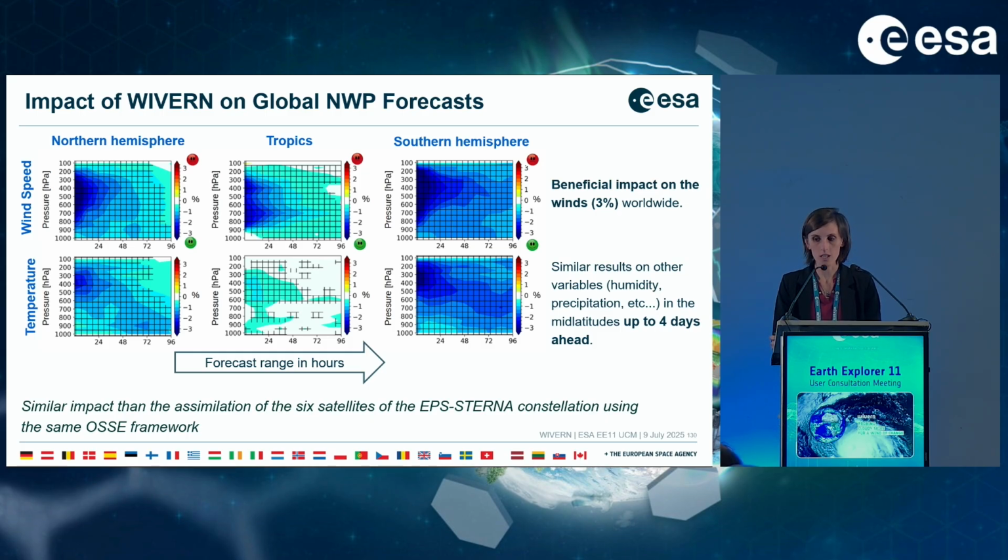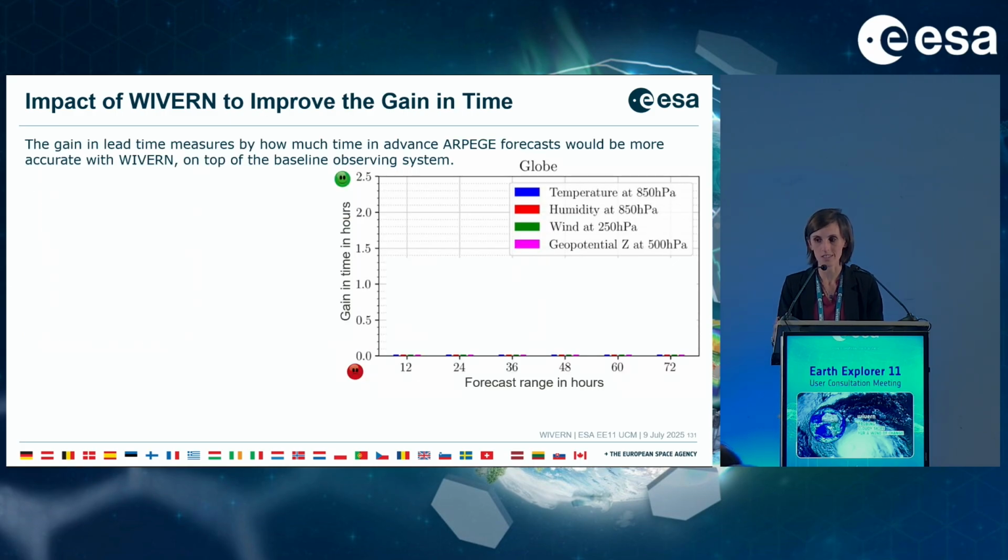Now, here I demonstrated that WIVERN could reduce forecast error. How does it translate, for instance, in gain in lead time? What is the gain in lead time? It's a measure of by how much in advance your forecast will become more accurate with WIVERN when it is assimilated on top of the baseline observing system. Here on the y-axis, you will see the gain in time as a function of the forecast range on the x-axis. And we will show you the gain in lead time for the key variables that are usually used by the forecaster to make weather forecasts.